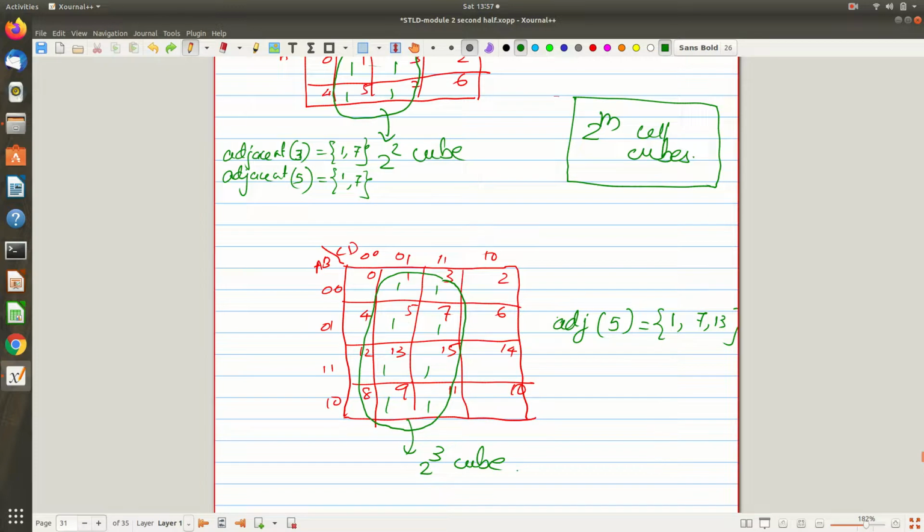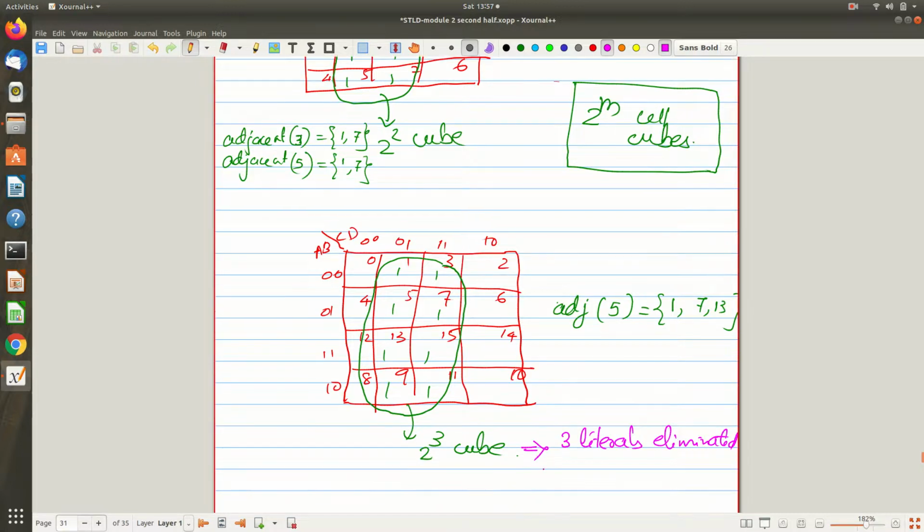So like that, when we consider all these adjacent combinations, you can see that whenever, so this is very important what I am going to write now. If I have a 2 power 3 cell cube, if I group some 8 cells together, you can see that after minimization, some 3 literals, or 3 variables and its combinations, are eliminated, and I will get a simplified expression containing a single literal, because totally there are 4 variables, right?